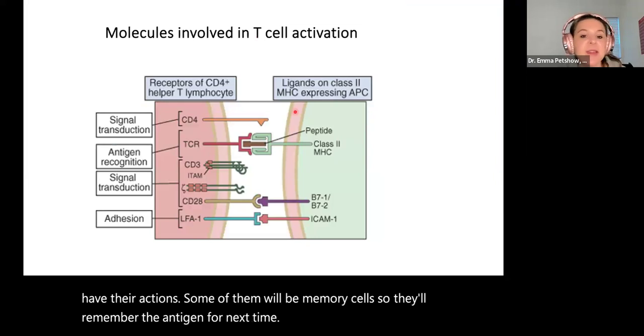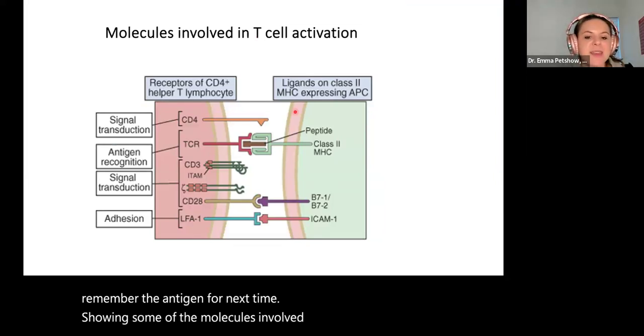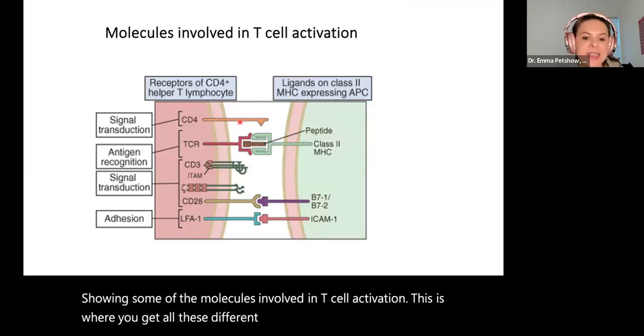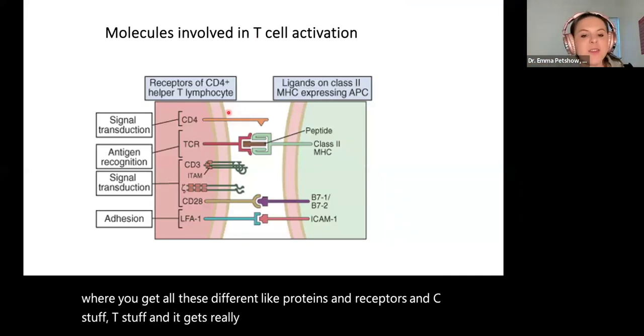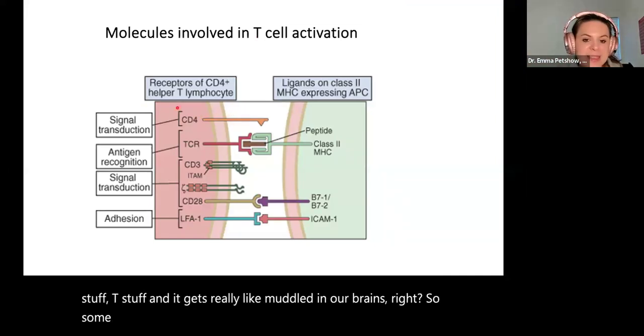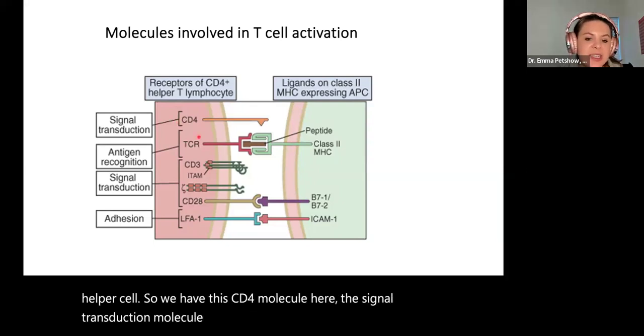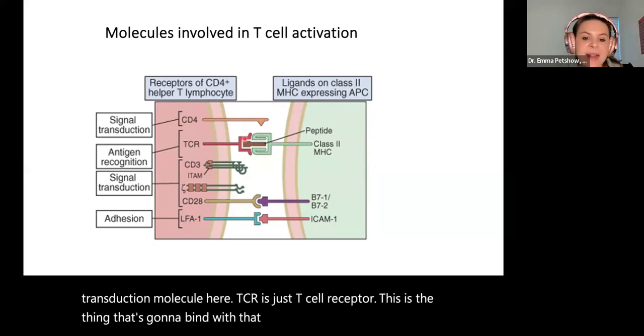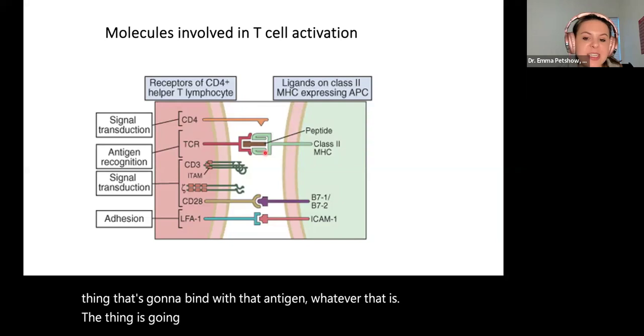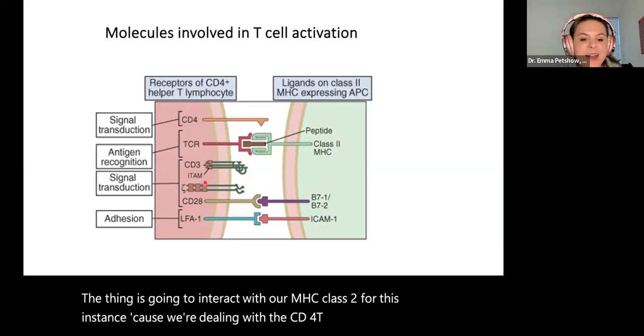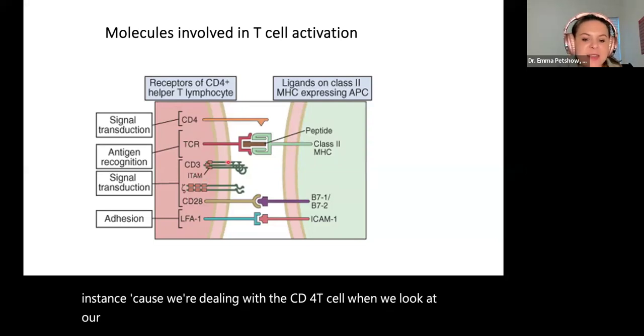Showing some of the molecules involved in T cell activation. This is where you get all these different proteins and receptors and C stuff, T stuff, and it gets really muddled in our brains, right? So some that we already know. CD4 identifies it as a T helper cell. So we have this CD4 molecule here, this signal transduction molecule. TCR is just T cell receptor. This is the thing that's going to bind with that antigen, whatever that is, and it's going to interact with our MHC class 2 in this instance, because we're dealing with the CD4 T cell. When we look at our CD3s or CD28s, these are signal transducers.